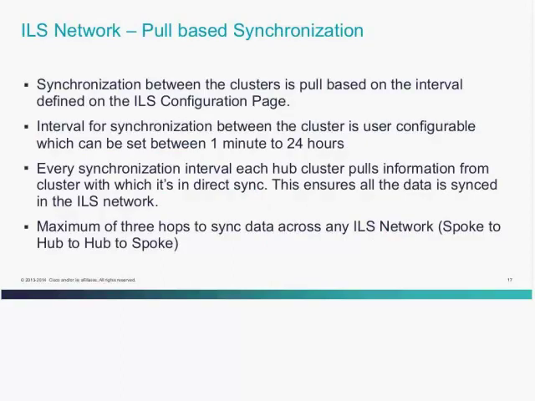The ILS network is set up. The changes are pull-based. So what we mean by pull-based is each hub cluster is going to contact all the other hub clusters once its defined interval has expired. It is going to request any updates, and once the other clusters receive the request, if they have some updates, they are going to send those updates back to the requesting cluster, right?